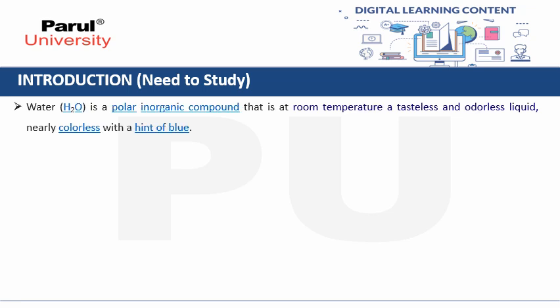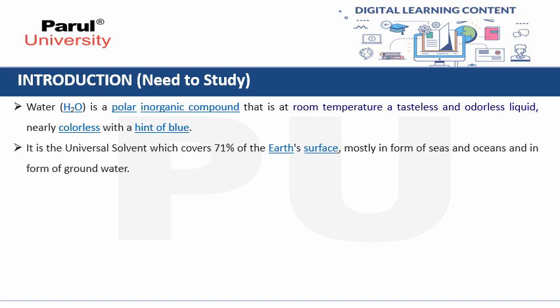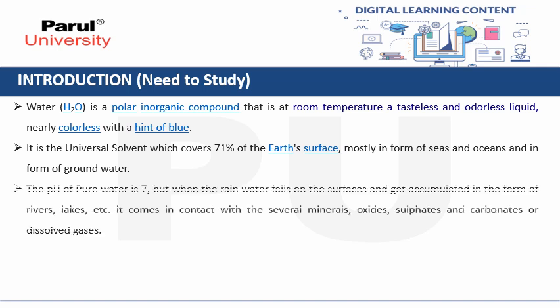Water is a polar inorganic compound that is, at room temperature, a tasteless and odorless liquid, which is nearly colorless with a hint of blue. It is the universal solvent which covers 71% of the Earth's surface, mostly in the form of seas and oceans and in the form of groundwater.